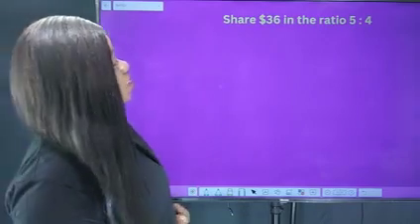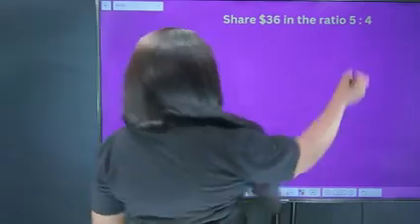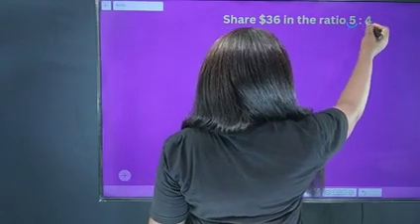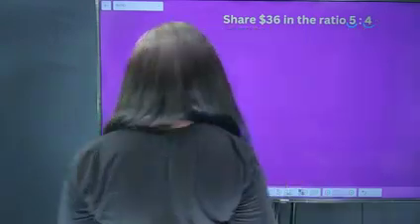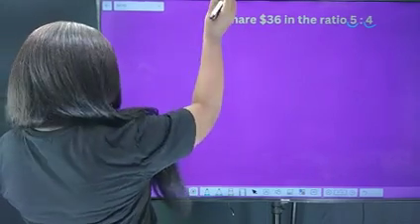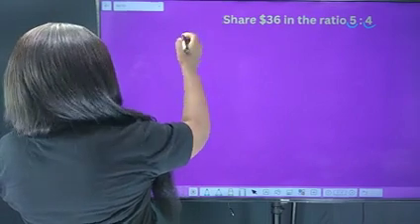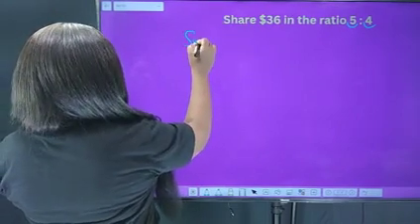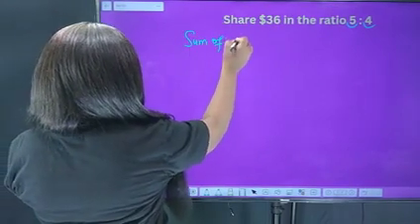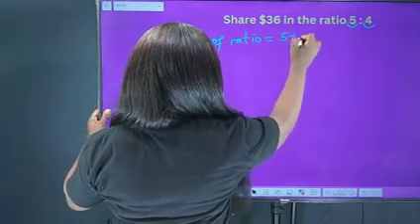Share $36 in the ratio 5:4. Which means that 5 is the first ratio, 4 is the second ratio. Now, straight away, I move on to the analysis. That's the solution. Now, the first thing you do is to find the sum of ratio. Sum of ratio, that is 5 plus 4.